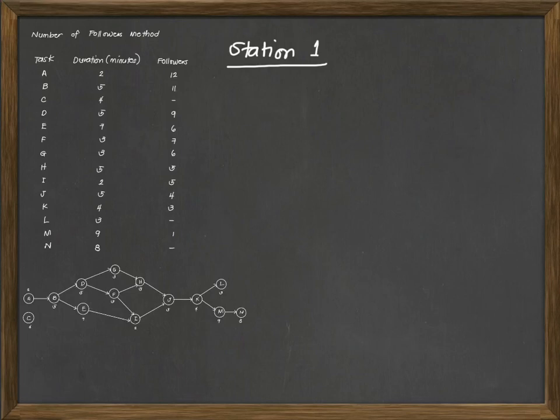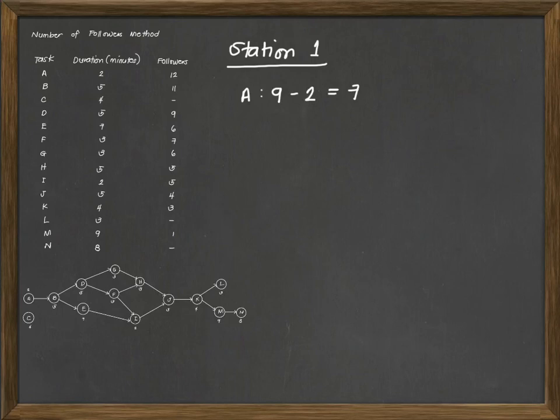based on sa ating priority, si task A yung may pinakamaraming followers. So, ibig sabihin, siya yung dapat na ilagay doon sa station 1. Pero before that, we need to verify kung wala pa tayo na-violate na precedence requirement. Now, looking at our diagram, si task A naman ay walang sinusundan. So, it is safe for us to put A in station 1. So, that's A. We have available minutes of 9, and the duration of A is 2. So, minus 2, you'll have 7 available minutes.